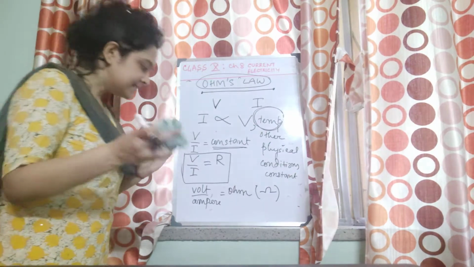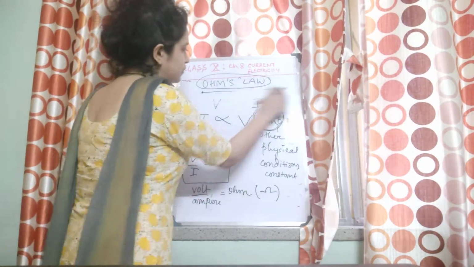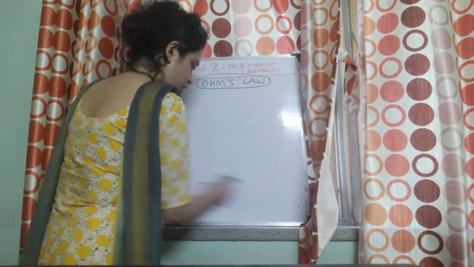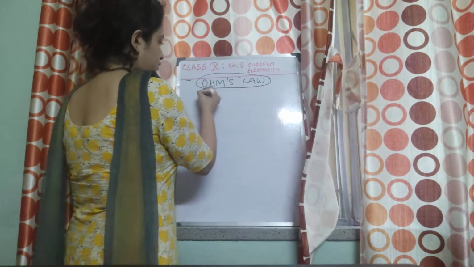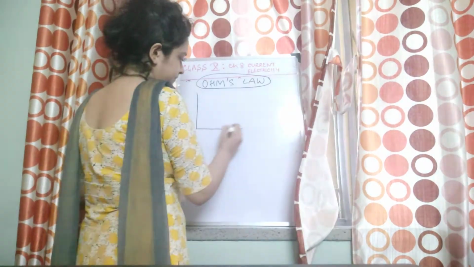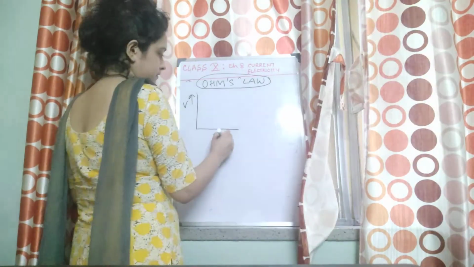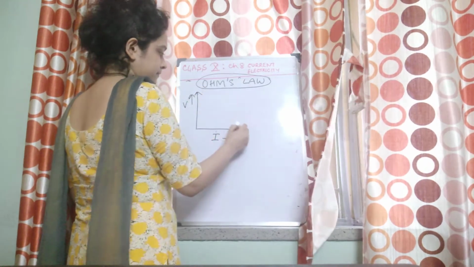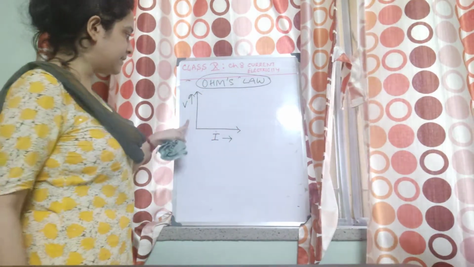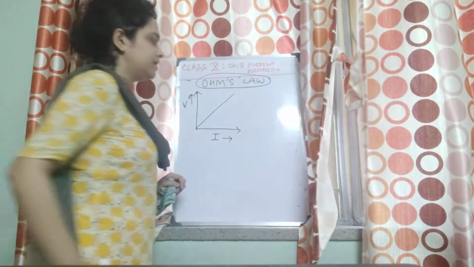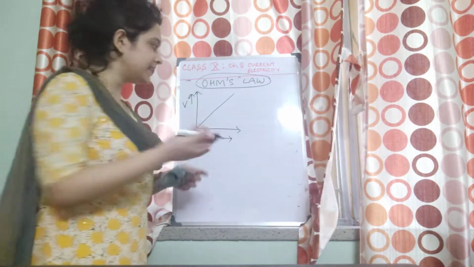Okay? So, can you then tell me what the graph will be like if I plot I and if I plot V on the y-axis? The graph will look like this: directly proportional, a straight line like this.